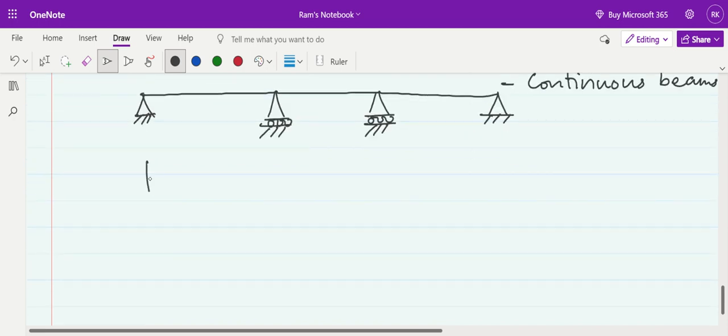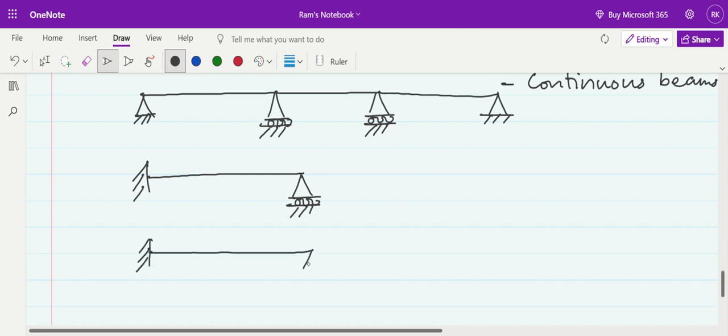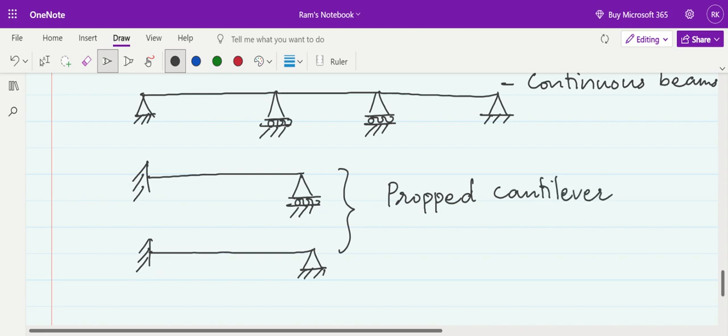One more type of beam: one of the ends is fixed and the other end is resting on a roller or hinge. This may be roller or this may be hinge. One of the ends is fixed, the other end is resting on a roller or the other end may be resting on a hinge. Both these types of beams are called propped cantilever beams.